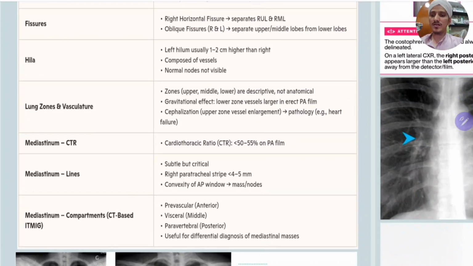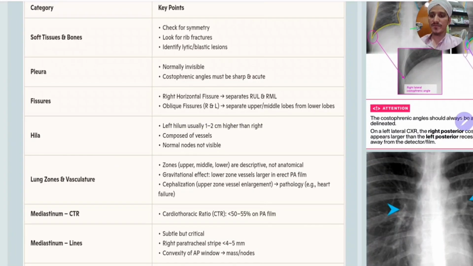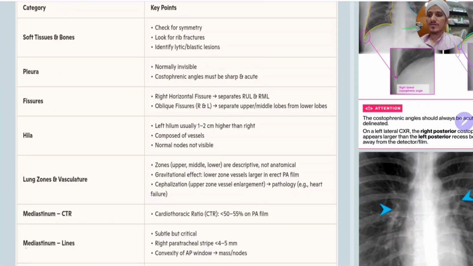So, this is a table which shows the normal components of a chest X-ray. As you can see, category and key points: soft tissues and bones. In that, check for symmetry. This is a very important point. There are two sides, left and right. So whenever looking for an abnormality, you should check for symmetry. Any asymmetry points towards an abnormality, and look for any rib fractures.